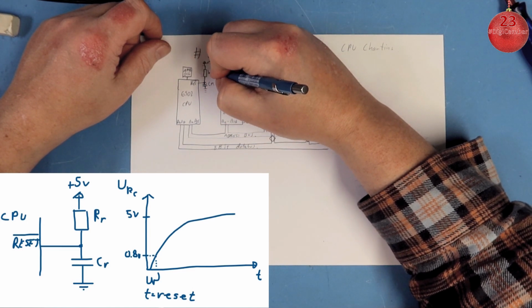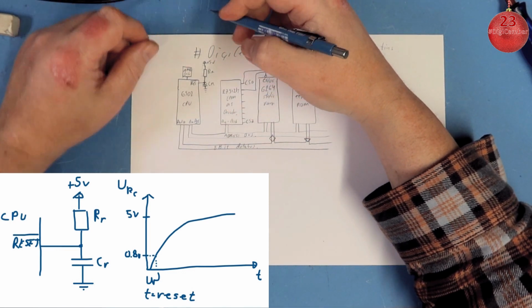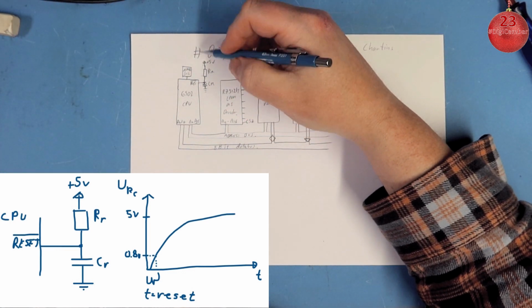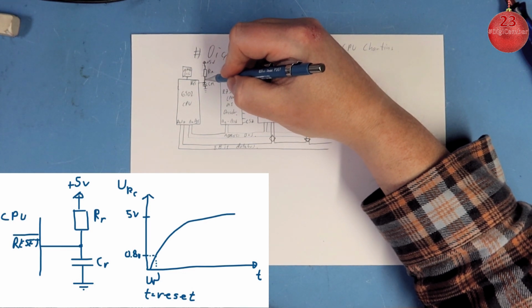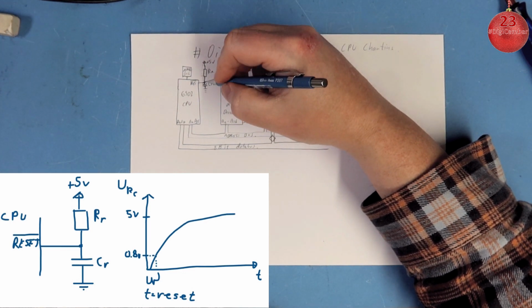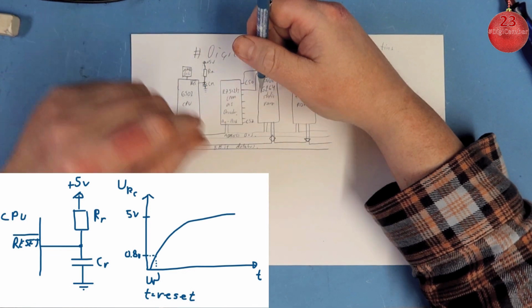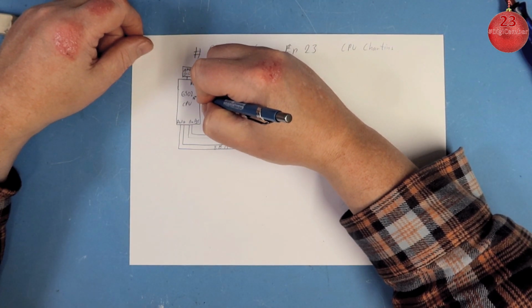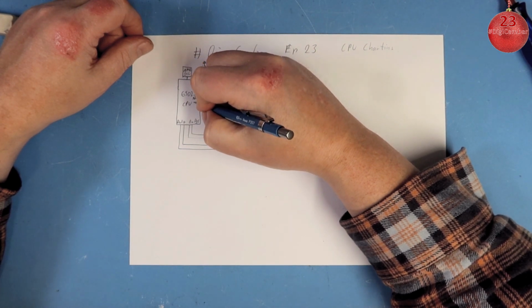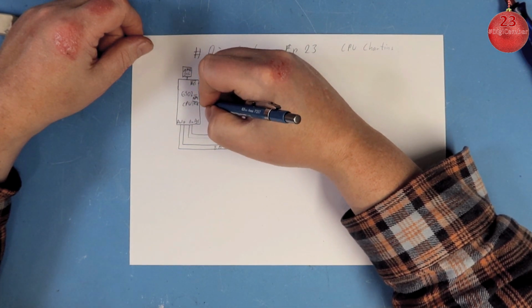C reset and R reset. And when the power comes up, this will charge this, so it will be pushed low in the beginning, and after this charges up it will go high and the chip will start. And you of course have the NMI, and you have the IRQ.